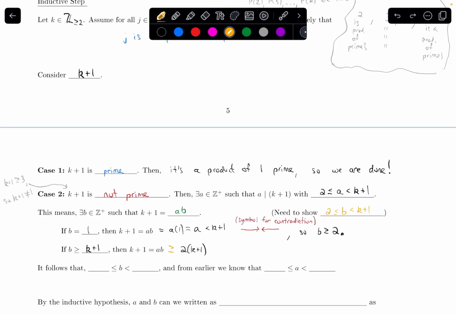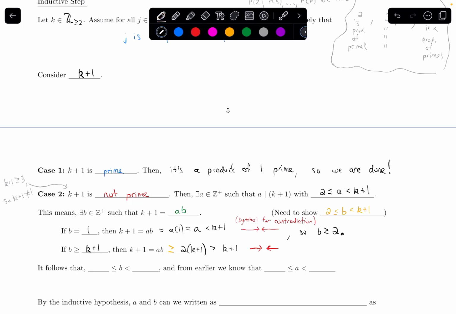Okay, so I got that a times b is greater than or equal to 2 times k plus 1, but that is bigger than just k plus 1, because this is a positive integer, and when I multiply that positive integer by 2, it's going to be bigger. So what I've shown here is that k plus 1, which I started with, is greater than k plus 1. That is, again, a contradiction. I'll write those arrows pointing in at each other.